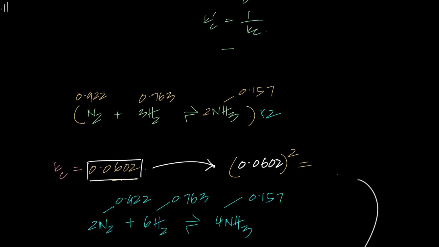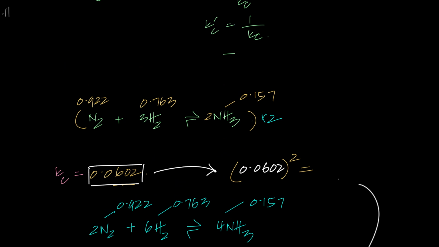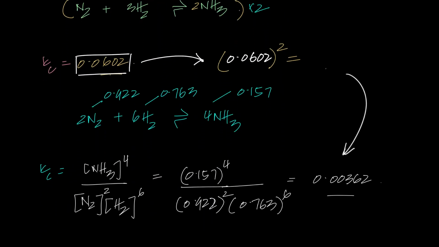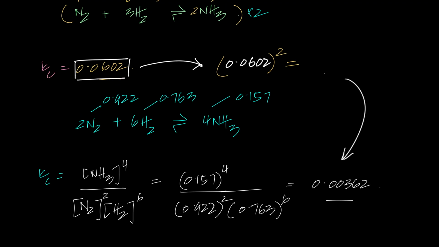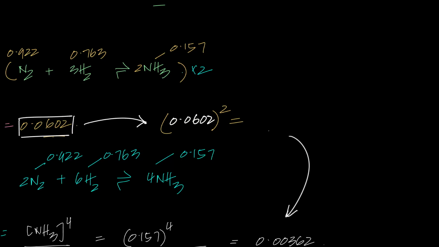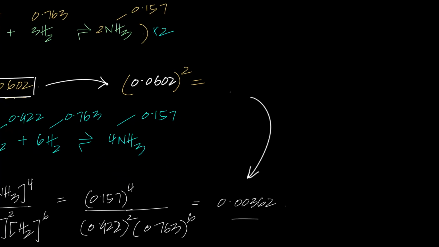It's pretty basic math. When you write the Kc expression, the expression has powers right here. These coefficients are effectively the powers. So if you double it, it will be squared. If you triple it, it'll be cubed. If you quadruple it, it'll be to the power of 4, wouldn't it? Can you give me the value for it? It should effectively be 0.00362.